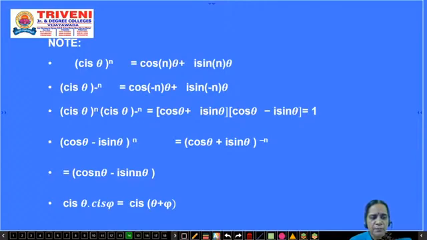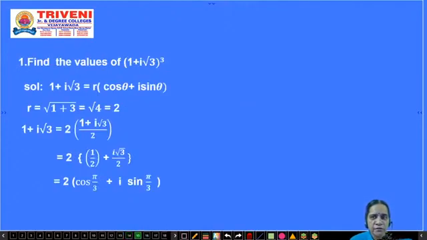Cis means cos plus i sin. Cis theta means cos theta plus i sin theta, whole power n. This also we have to multiply. Cis theta into cis phi is equal to cis of theta plus phi. Okay, cis A into cis B, then we have to write cis of A plus B, like this. And this theorem is applicable only for cos theta plus i sin theta, where plus is there. This theorem is only applicable in this way. Okay, and then next we have to find the values of 1 plus i root 3.